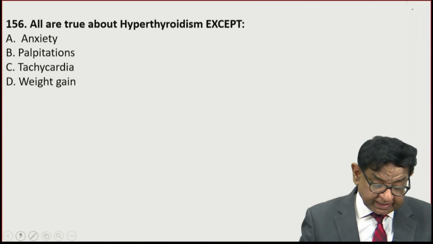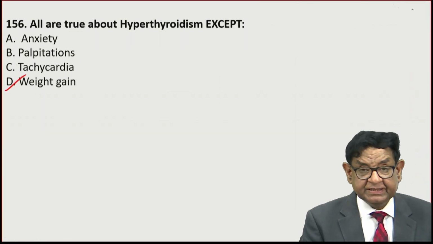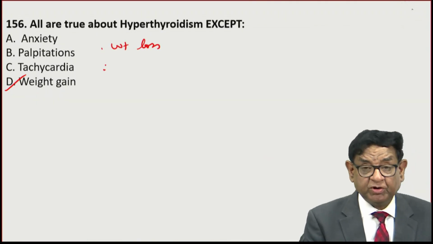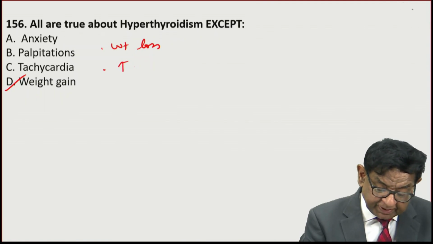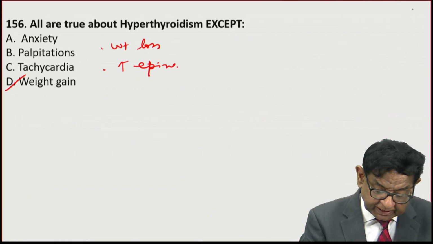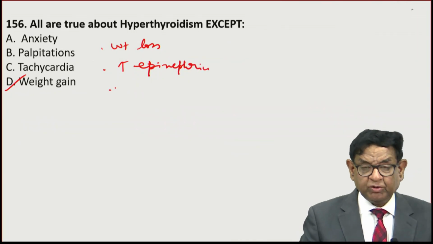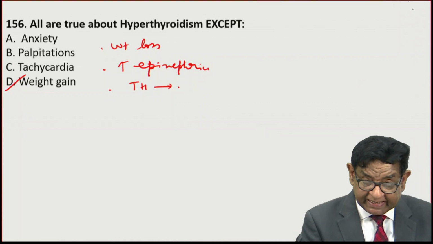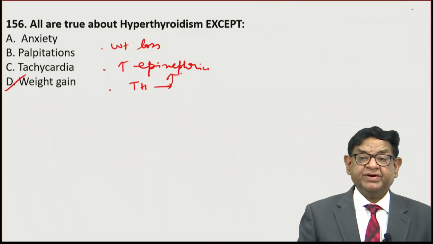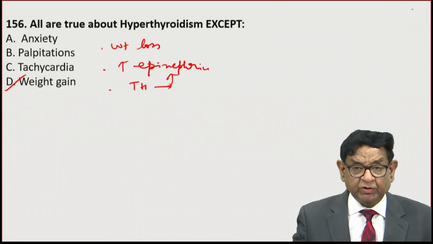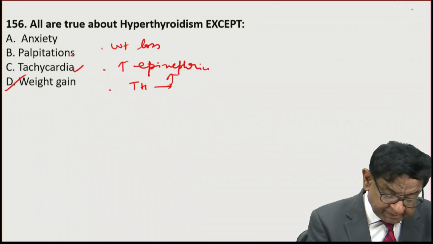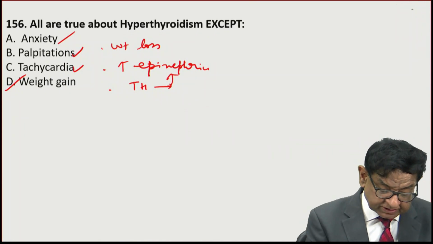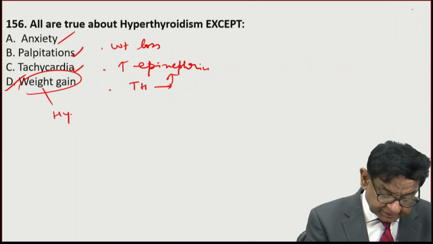All are true about hyperthyroid except anxiety, weight gain. In hyperthyroid, weight loss occur. Why weight loss occur? Because in this case, there is increased epinephrine-like activity. I hope you are well aware that thyroid hormone acts indirectly by increasing the action of epinephrine. That's why we get all the clinical features due to high amount of epinephrine, like tachycardia, palpitation, anxiety, sweating. And there is increased catabolic state, and that's why weight loss occur. Weight gain occur in hypothyroid.